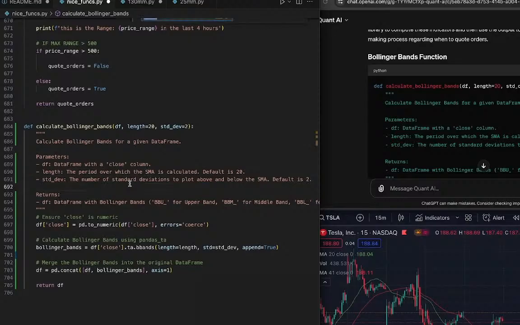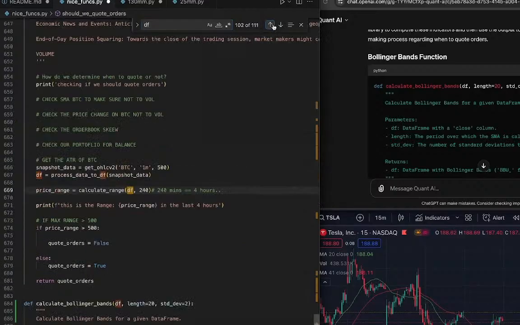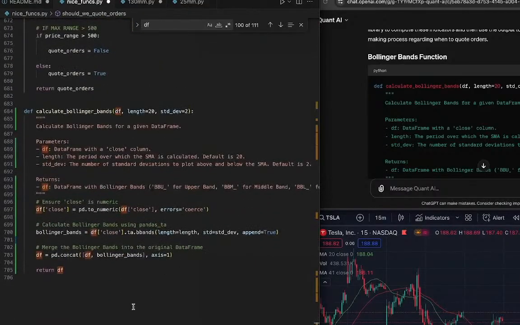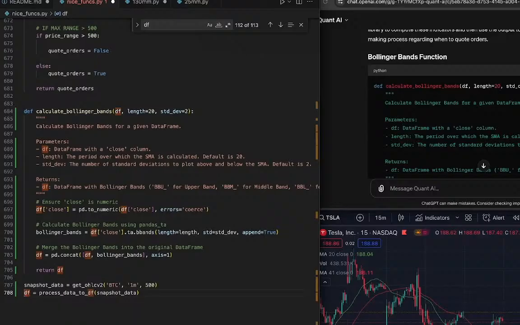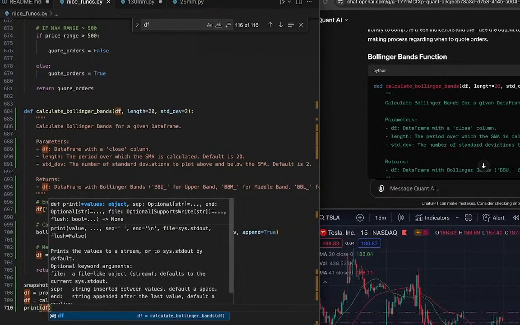So we need to get the DF. Oh my gosh, there's a lot of DFs here. So this gets processed. We got to get the snapshot data essentially. Let's try this out. Say snapshot data is that. So BTC 1 minute 500 candles. Then we process the DF snapshot data, and then we say calculate that, and then we can say print DF. How about that? We'll see if that works.